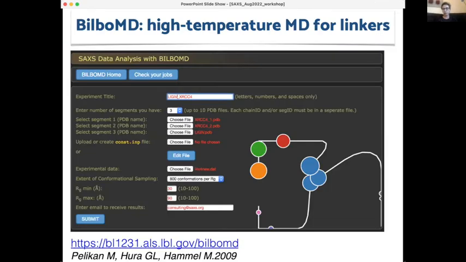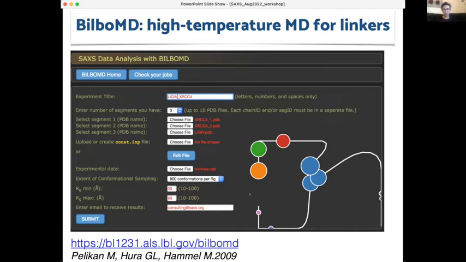Okay, before the question, I want to advertise BilboMD. I think, Michali, will you talk more about it? So BilboMD can do something very similar to MultiFoXS. The main difference is that it uses high temperature MD for sampling of the linkers. So for some systems, maybe this robotics-based sampling is better. For some systems, maybe this one is better. But you can try both and see what works best for your system.